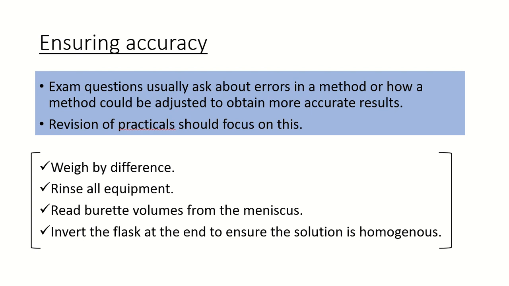So to ensure accuracy, what we've covered in this video was weighing by difference, to know how much solid we transferred, rinsing all the equipment so we don't lose any solid, reading the volumes, making sure that the meniscus sits on top of the graduation mark. The burette is for the next part of this, which is the titration. And then finally, we're going to make sure that the solution is homogeneous, so we're going to invert the flask at the end. And that's basically it for this practical. I'd recommend doing some questions on this, but the question that I've given is basically the main one that they're going to ask you.